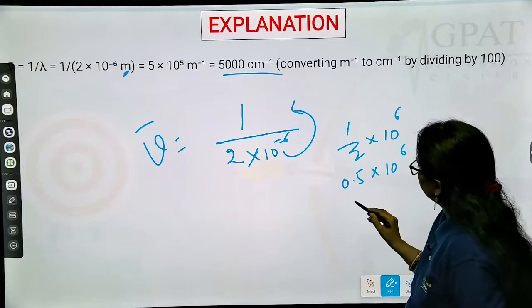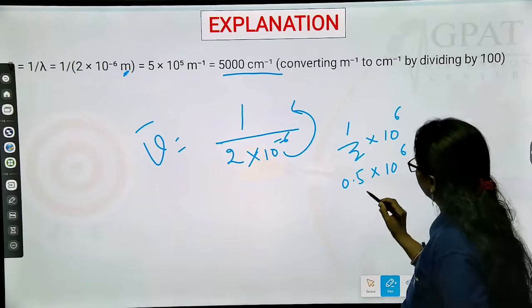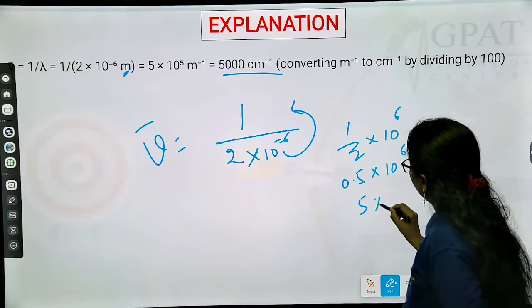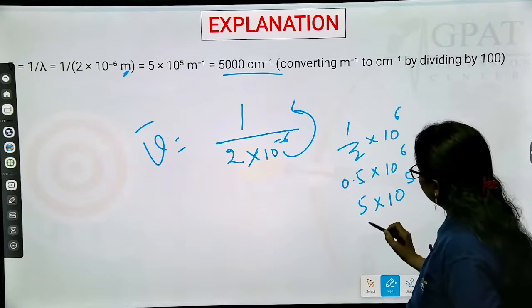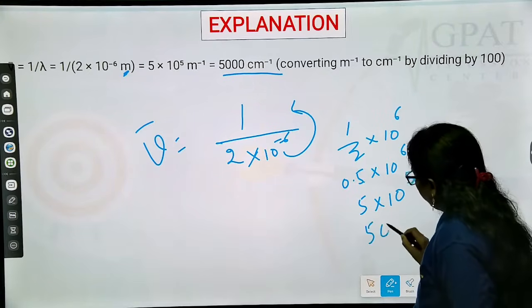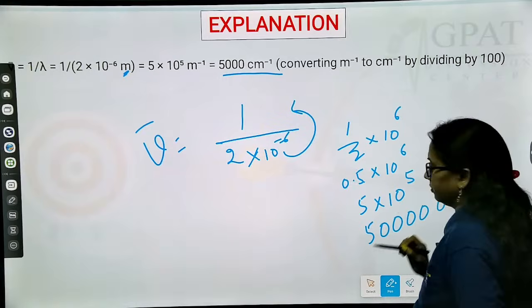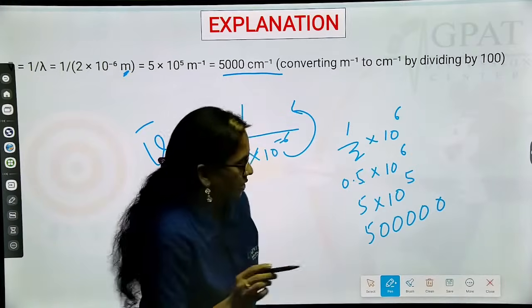So, into 100 if you take 5 into 10 to the power of 5, that is one thing, and 1, 2, 3, 4, 5. 5 zeros, 10 to the power of 5 means 5 zeros, okay.